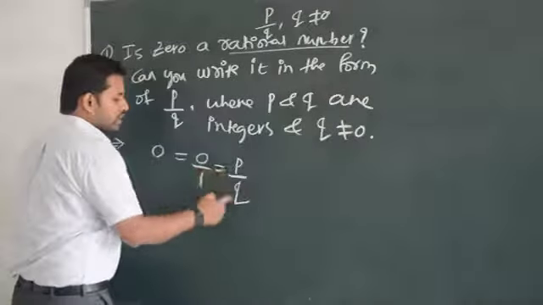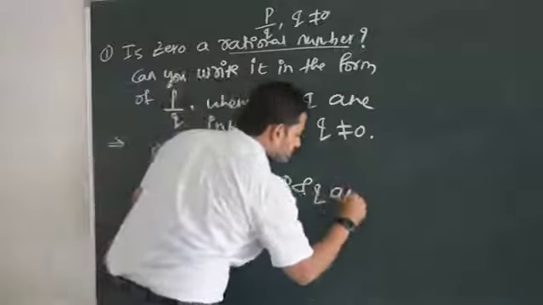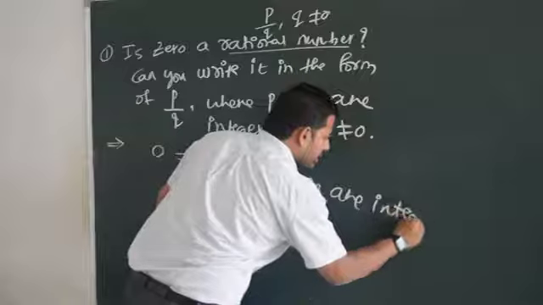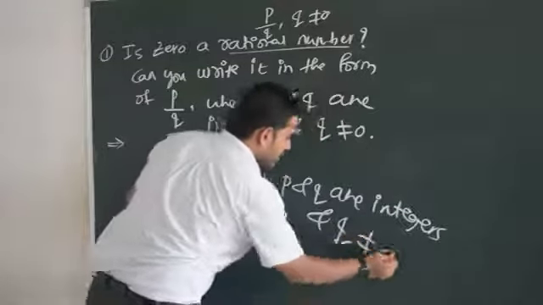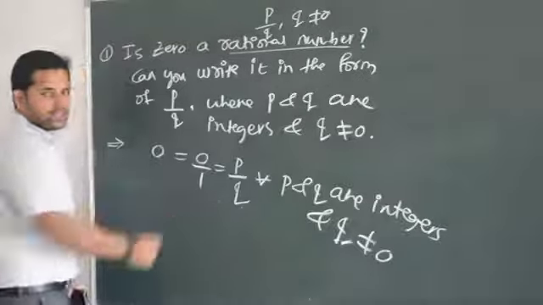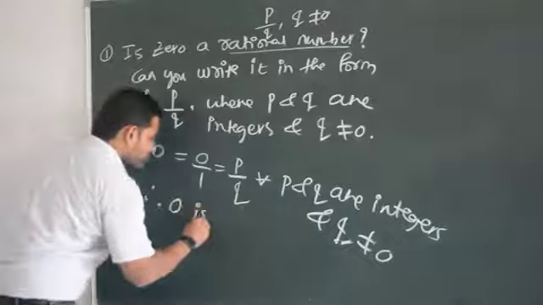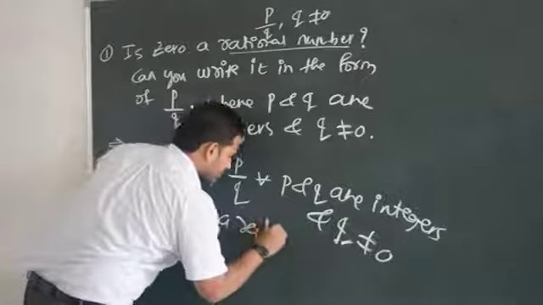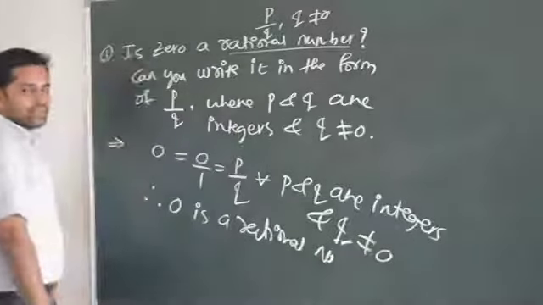p equal to 0 and q equal to 1. Here p and q are integers, and q is not equal to 0. See here, q is equal to 1 now. So that's why it is a rational number. Therefore, 0 is a rational number. Very simple. Like that you should be able to answer this question.